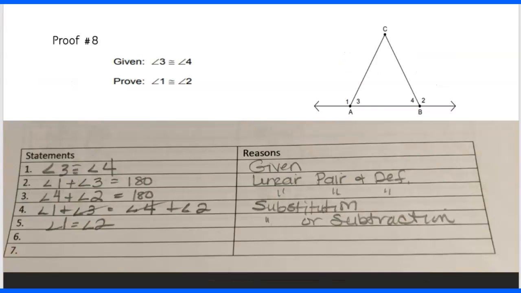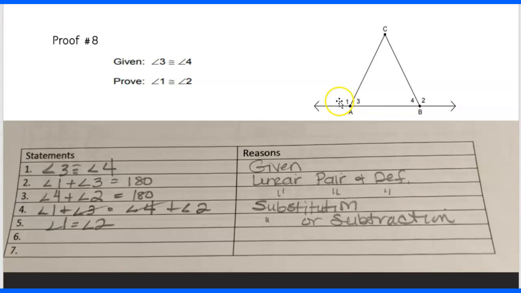All right, on to proof 8. I'm given that angle 3 equals angle 4. I want to prove that angle 1 is equal or congruent to angle 2. All right, here we go. Angle 3 and angle 4, given. You should get points for that automatically for putting it in.